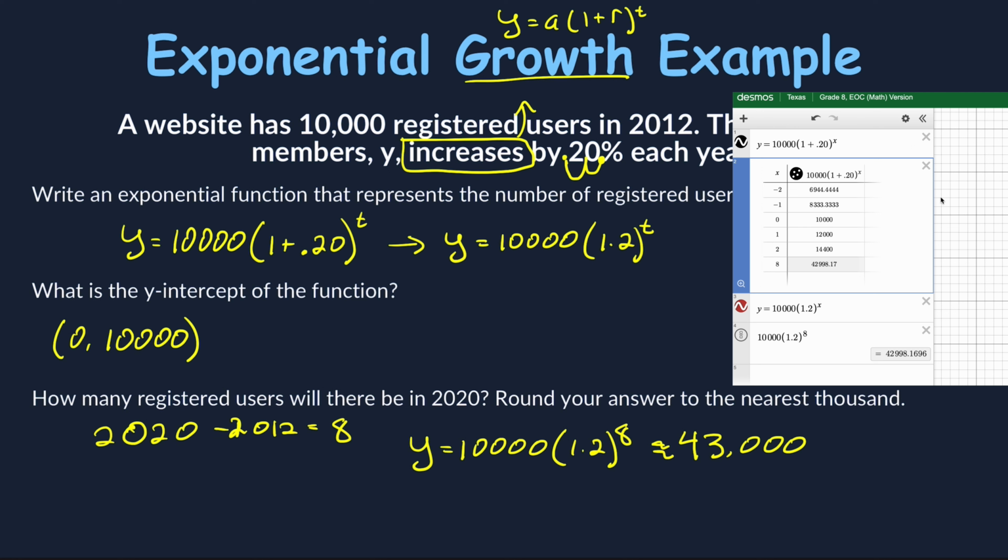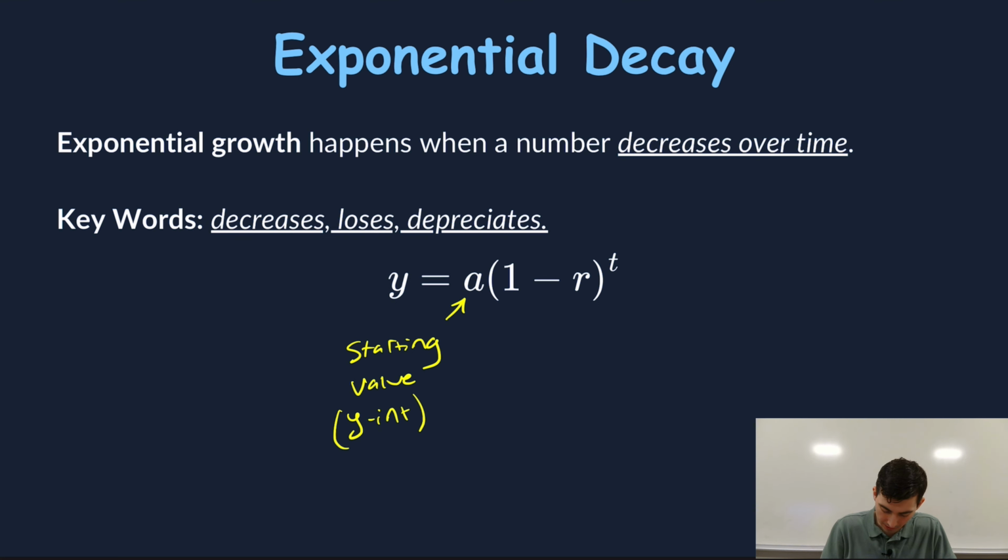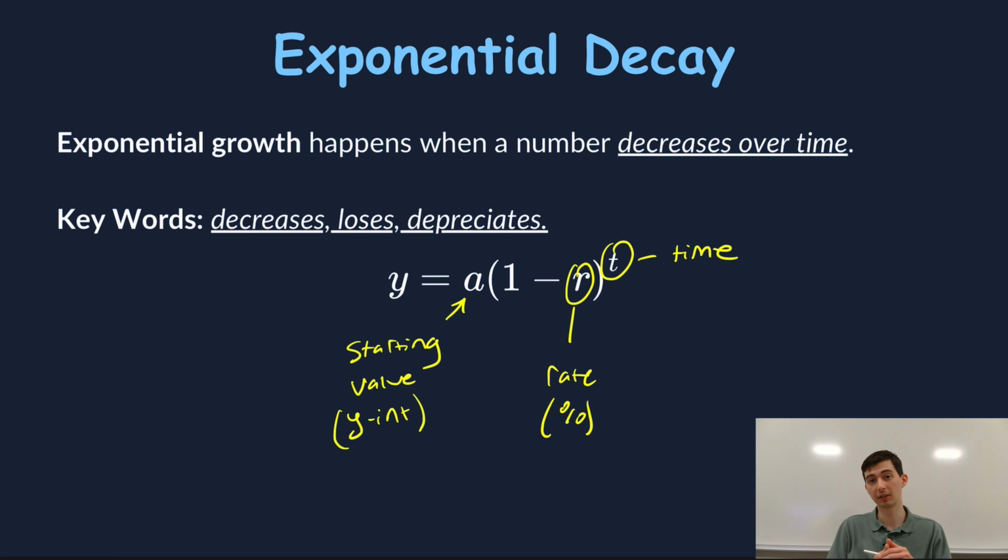Now let's talk about decay. And so decay is almost the same thing, but now we're decreasing over time. And so we're thinking decreases, loses, or depreciates instead of appreciates. And the equation is almost the exact same, except this time I have a negative instead of a positive. So A is still going to be my starting value, or y-intercept. R is still going to be my rate, and we're looking for a percentage. And t is still going to be my time, but I know I need to subtract 1 minus my rate this time. That's the only thing that's going to be different.